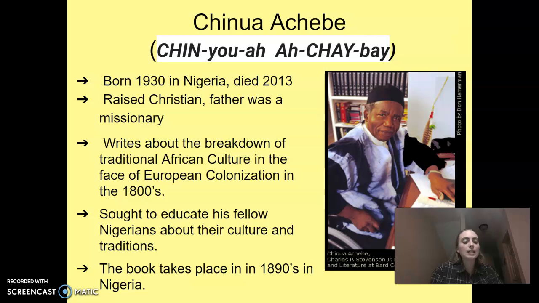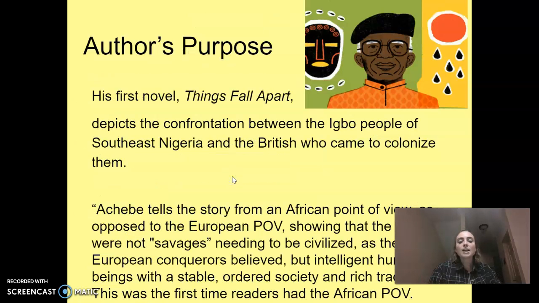The book takes place in the 1890s in Nigeria, like I said. And in the 1890s in Nigeria, the book depicts the confrontation between the Igbo people, that is the ethnic group that this novel is going to be about, and the British who came to colonize. So we know colonization, right, is when a group of people come and settle, they try and take over and establish their own rules and society, and violently take over an indigenous group of people, right?